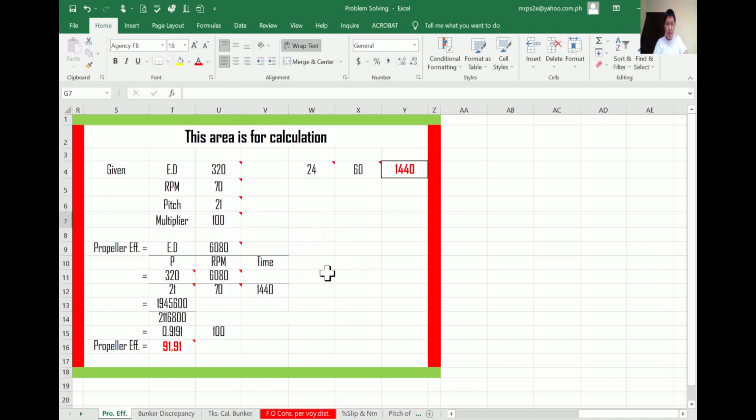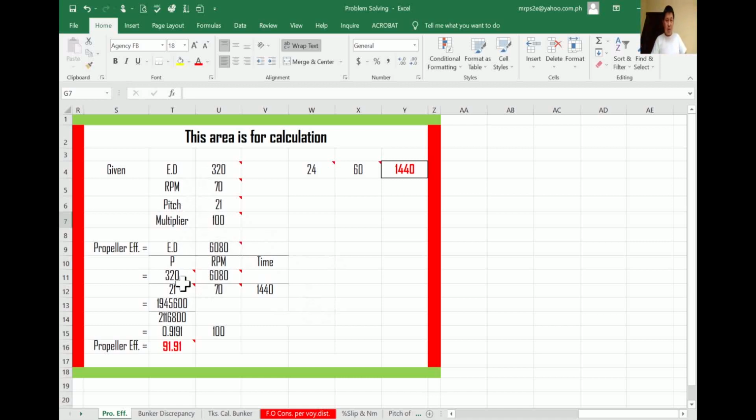So in calculating propeller efficiency, we have the formula which is engine distance multiplied by 6080 feet. So this is a constant in this formula, and divide by pitch, divide by the RPM, and divide by time. So we have to calculate using the given data.